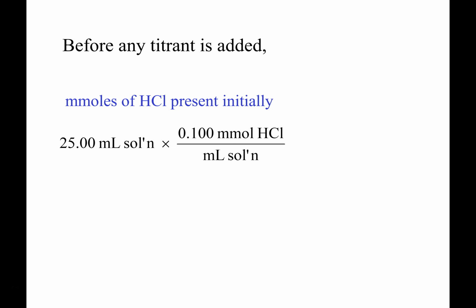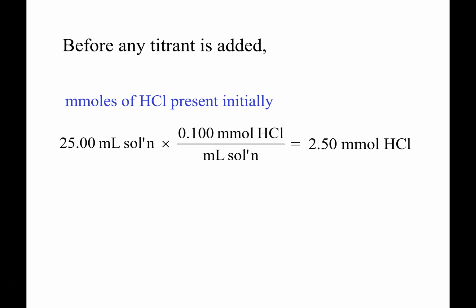Millimoles HCl present: 25.00 milliliters times 0.100 millimoles HCl per milliliter solution. Just need to move the decimal place over once, don't we? So that gives us 2.50 millimoles of HCl that we had when we started.